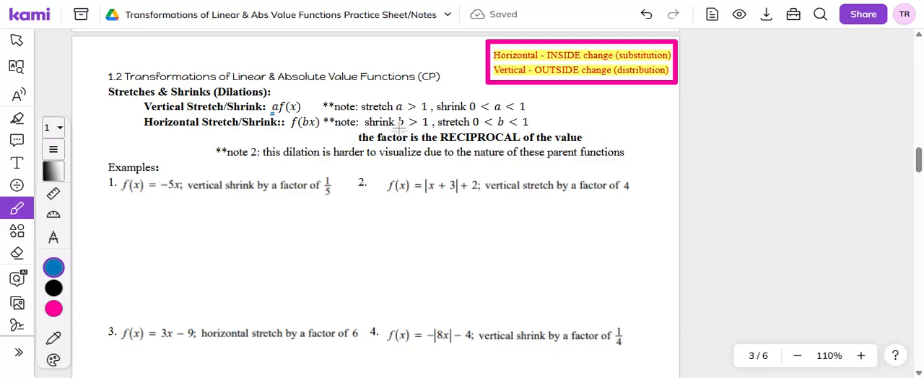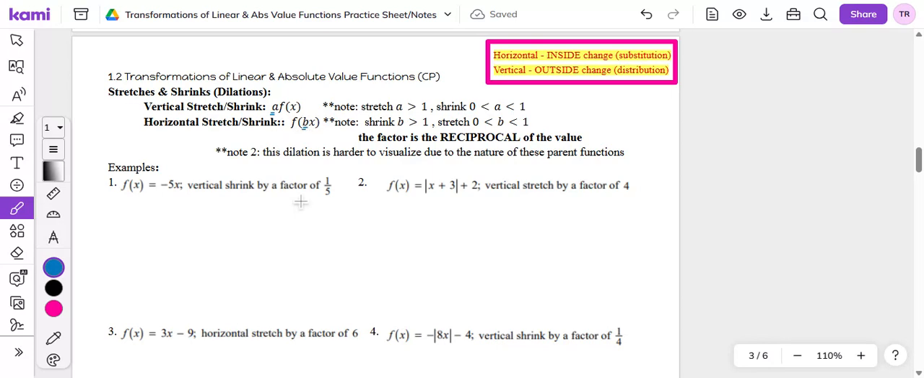The shrink is actually when the coefficient of the inside is greater than 1 because the factor is actually the reciprocal of the value. And then the stretch is 0 to 1. Now, I'm not going to harp too much on whether we know it's a stretch or a shrink right now, but we do definitely need to know whether it's a vertical or a horizontal, because verticals are going to be on the outside, distributed, and horizontals are going to be on the inside with substitution.